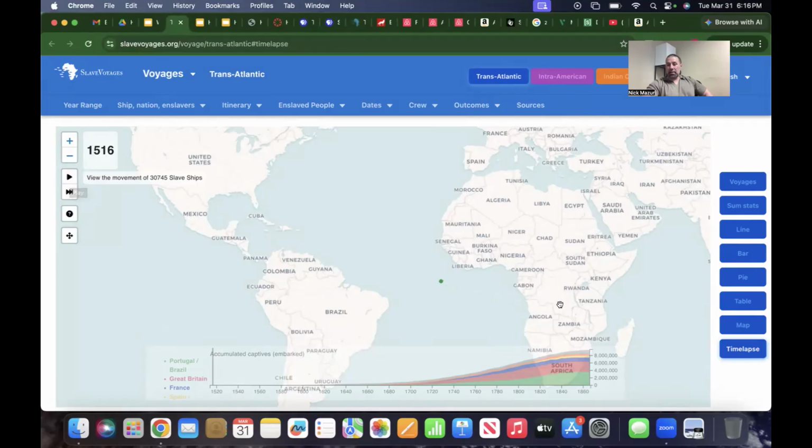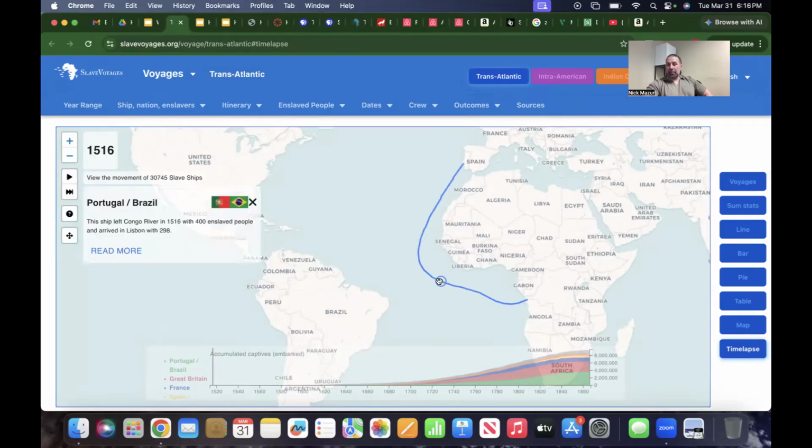Okay, you see that one that just stopped right here? So you can click on it and it'll give you the route. It'll say what the boat was. So it says Portuguese, all right? So the Portuguese were coming from where? This ship left the Congo River right here with 400 enslaved people and arrived in Lisbon with 298 in 1516. Okay. It didn't head to Brazil, didn't head to the islands, didn't head over here. It went straight from here into Portugal.